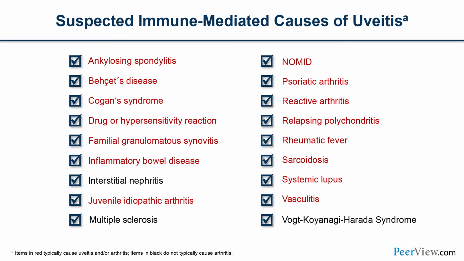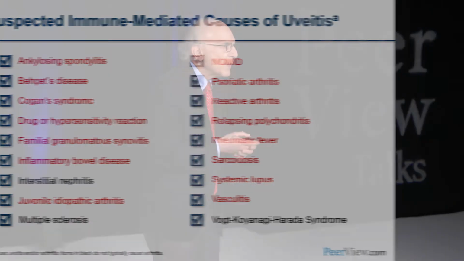In fact, if you make a list of all the systemic diseases that can be associated with uveitis, there are very few. Multiple sclerosis is an example, an entity called Vogt-Koyanagi-Harada syndrome is an example. Very few that don't cause arthritis or potentially cause arthritis along with the uveitis.